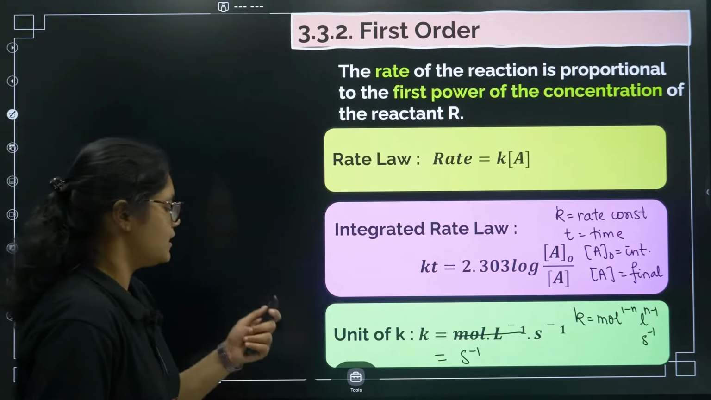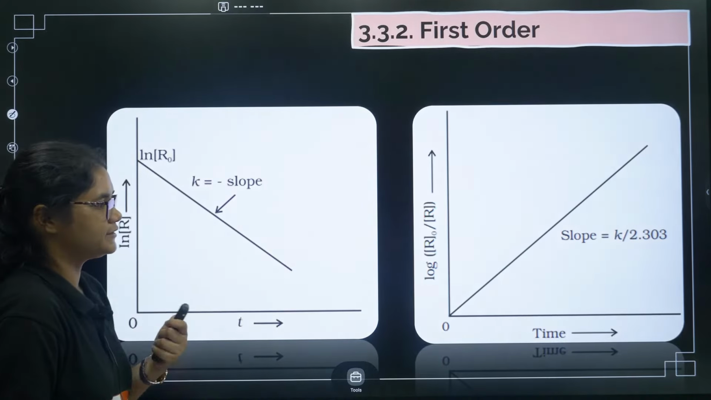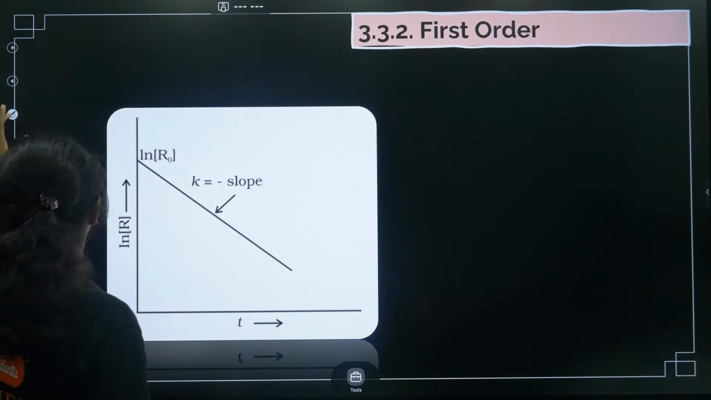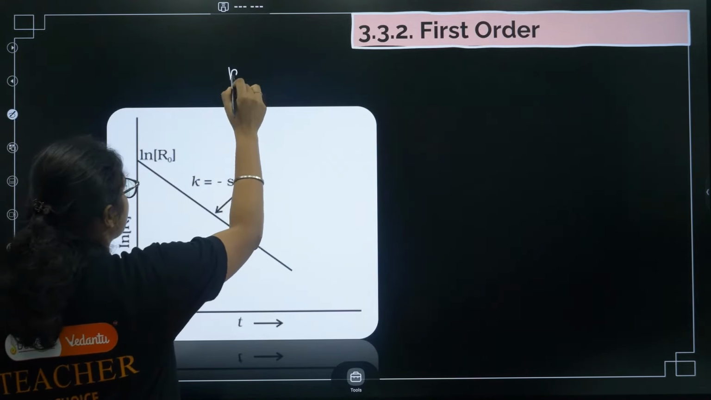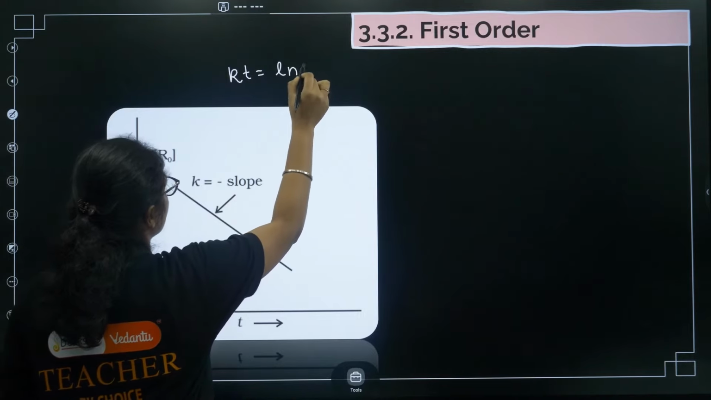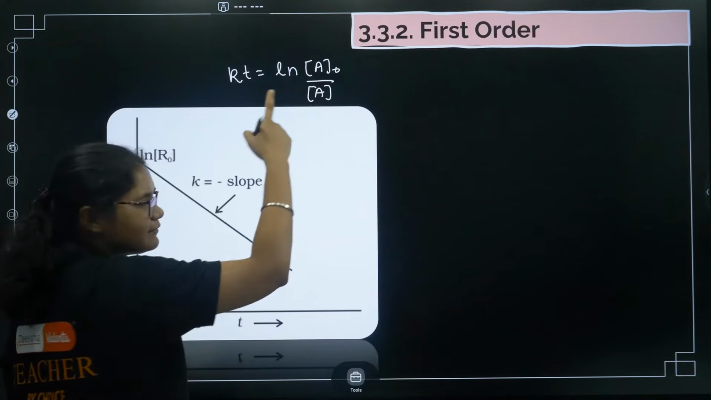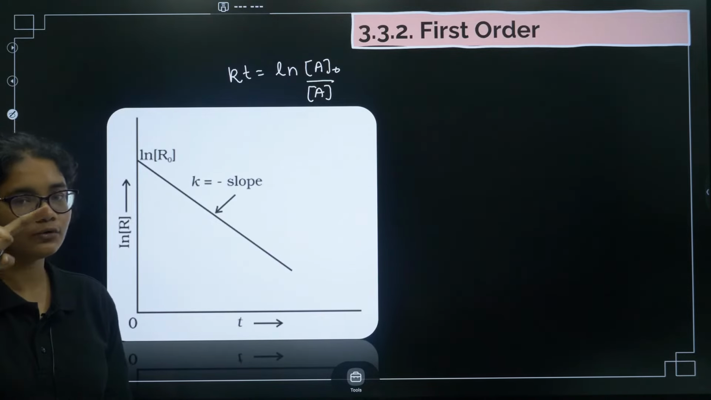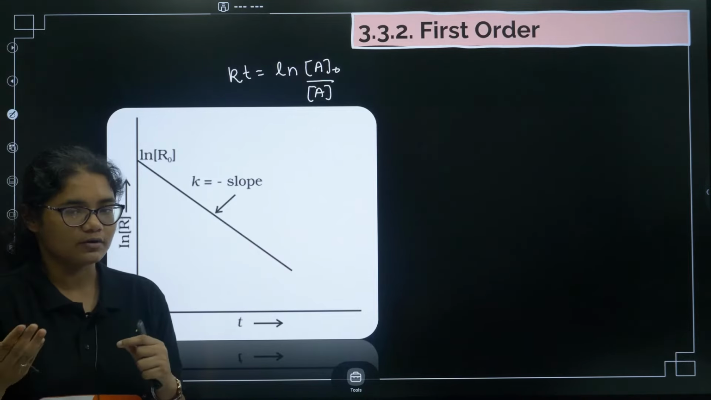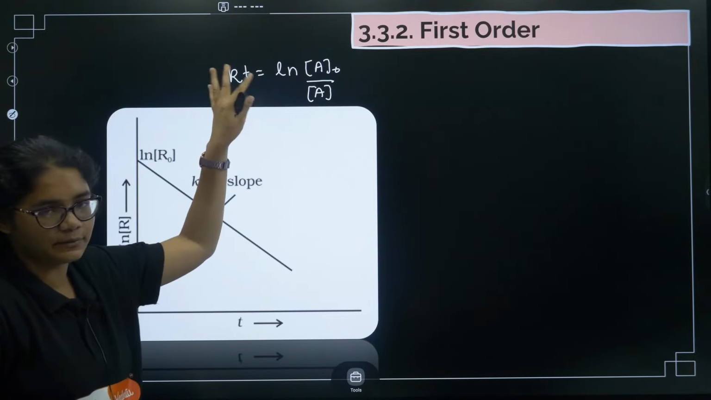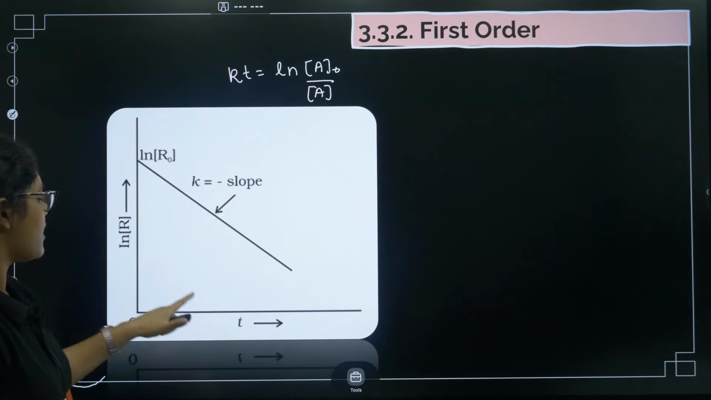Okay, coming next, let us see the graphs for first order reaction. I'll discuss these two graphs. So if you see, we have written the equation KT is equal to ln of A naught by A. Now a question may arise, ma'am, we haven't written this equation. We wrote KT is equal to 2.303 log A naught by A. So that was in terms of log. If you write in terms of ln, I'll get this equation, right? Now I want to draw a graph for ln A versus T.